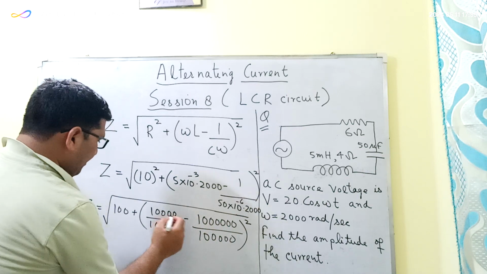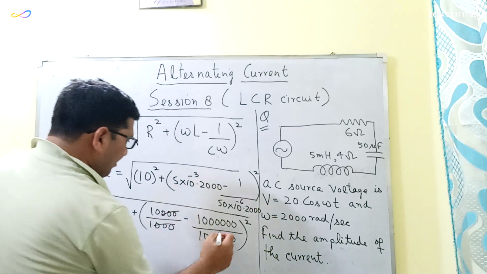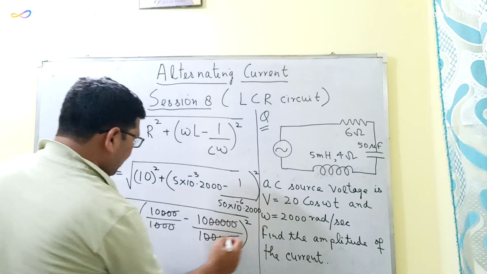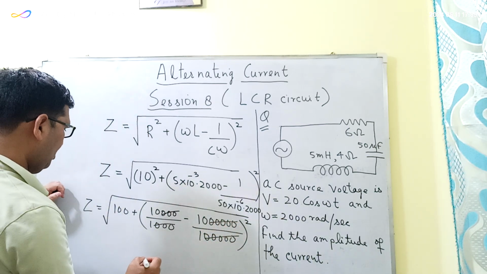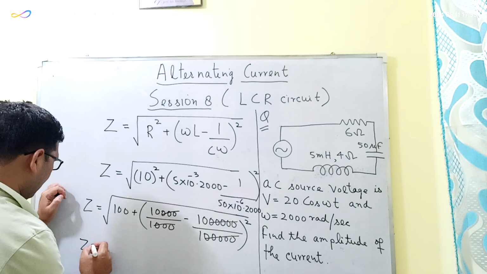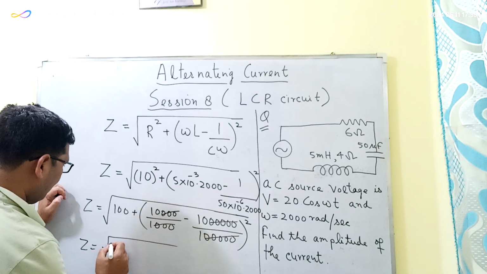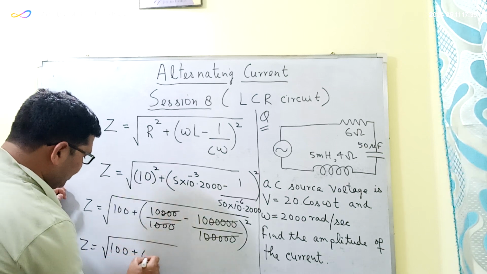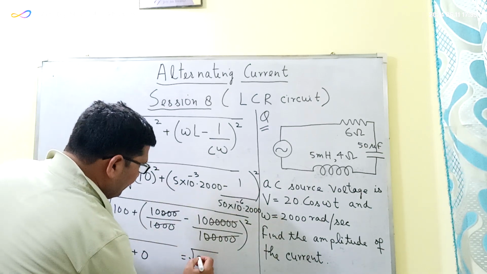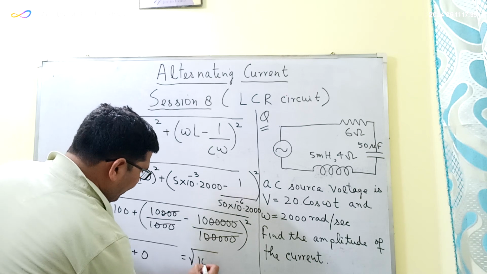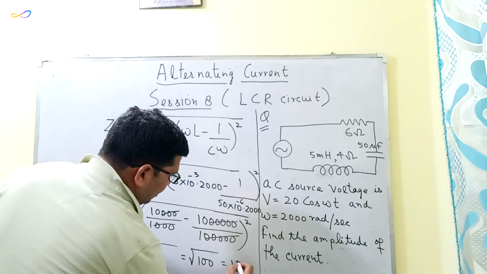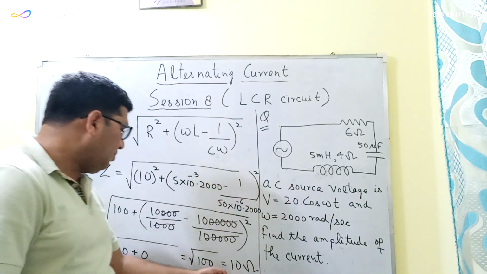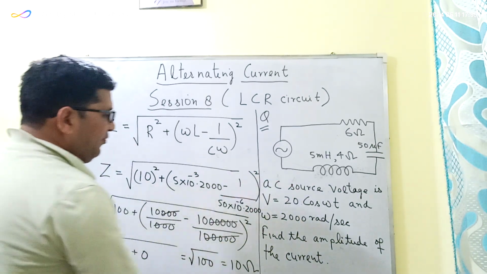So from here, Z is equal to simply the square root of 100. This is 10 minus 10, which is equal to 0. So this is equal to the square root of 100, and this is equal to 10 ohms. So the impedance of this circuit is equal to 10 ohms, and now we have to find the amplitude of the current.